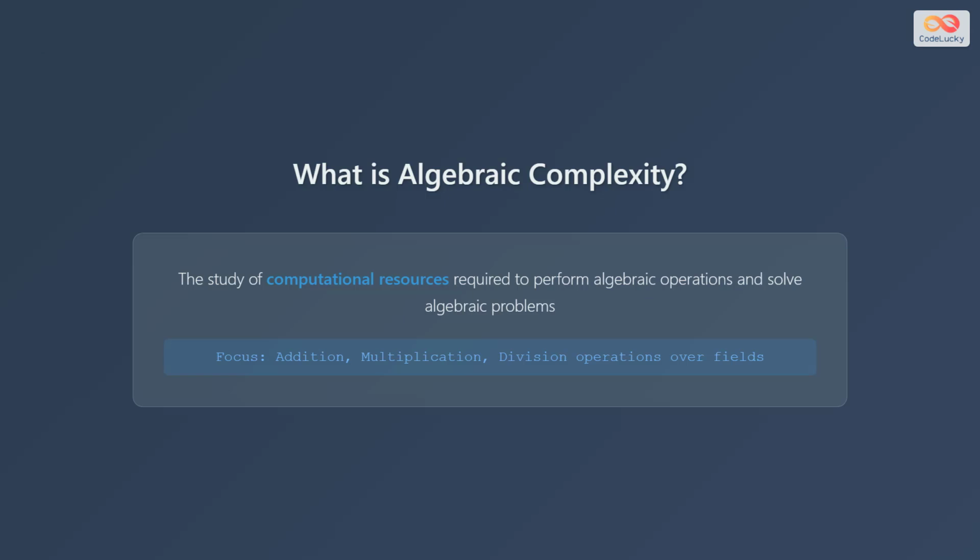Algebraic complexity is the study of computational resources required to perform algebraic operations and solve algebraic problems. It primarily focuses on addition, multiplication, and division operations over fields.